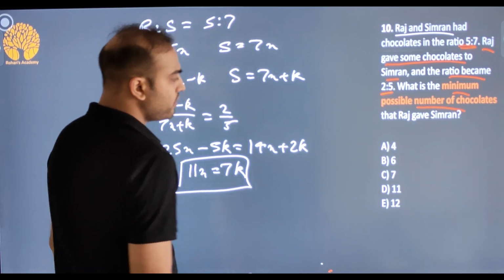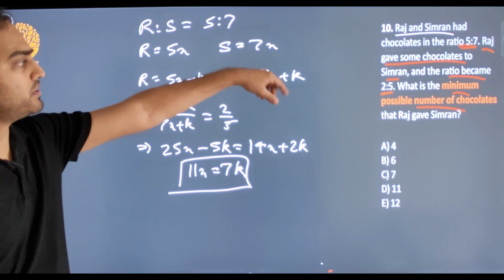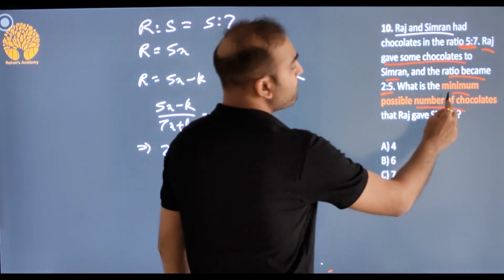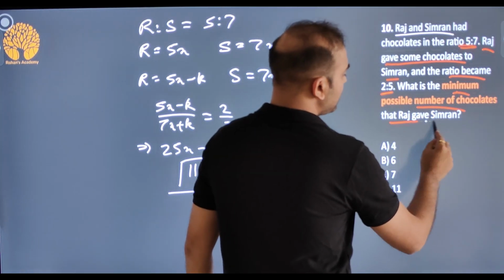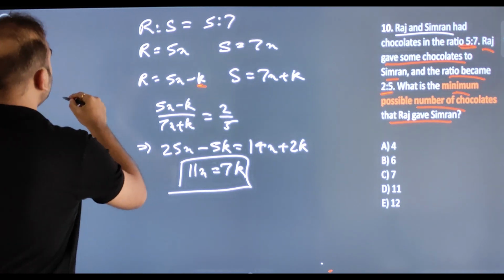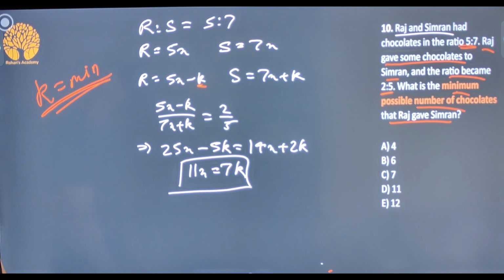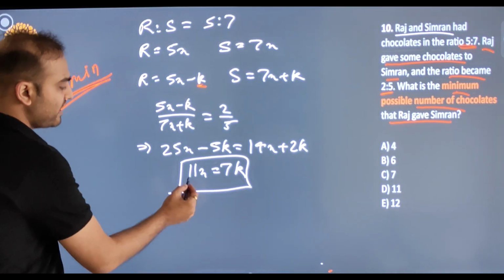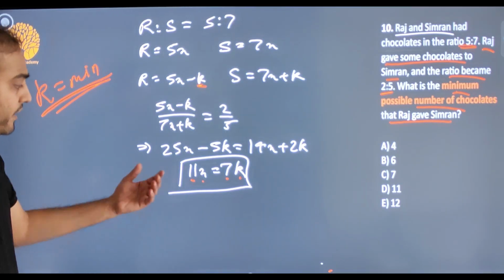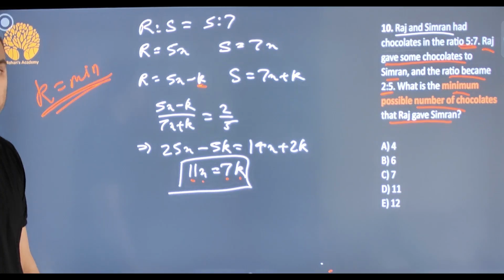Now, if we read the question, what is it that they want? Nothing more can be solved. This was one statement given, and we have solved that one statement. What do we have? Minimum possible number of chocolates that Raj gave Simran. So we want the value of k to be minimum. Now 11 times x is 7 times k, and I know x and k are integers.